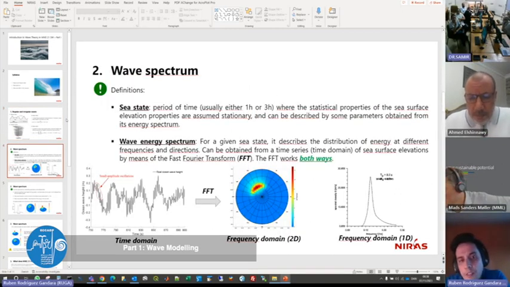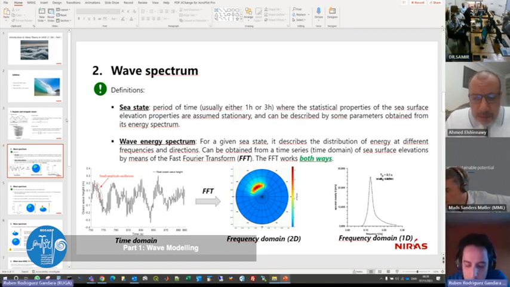We also defined two very important concepts, which were what a sea state is, and equally important, what the wave energy spectrum is. And while describing the wave energy spectrum, I was telling you about the two different types of spectrum that you will encounter, professionally speaking.